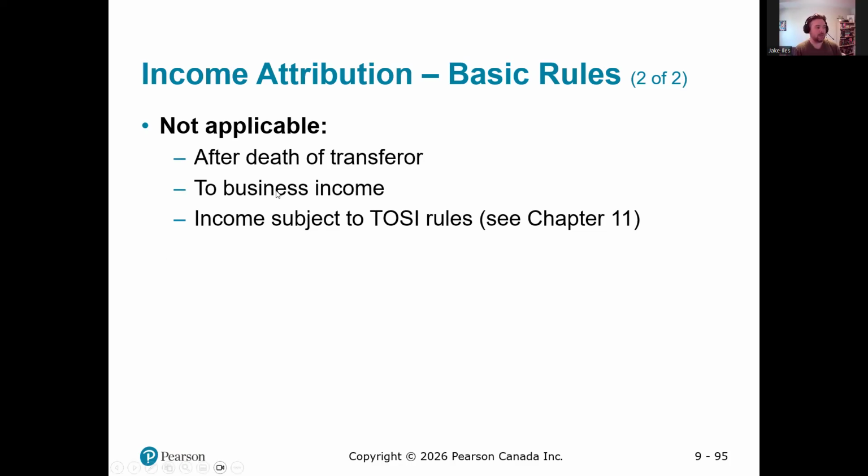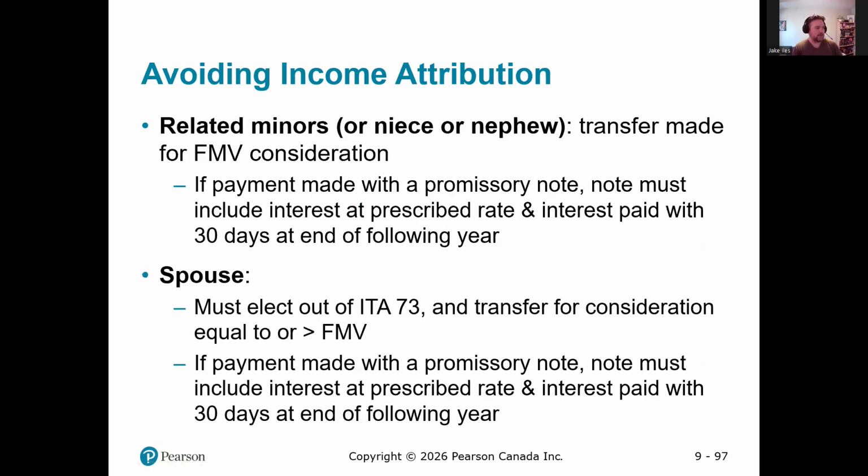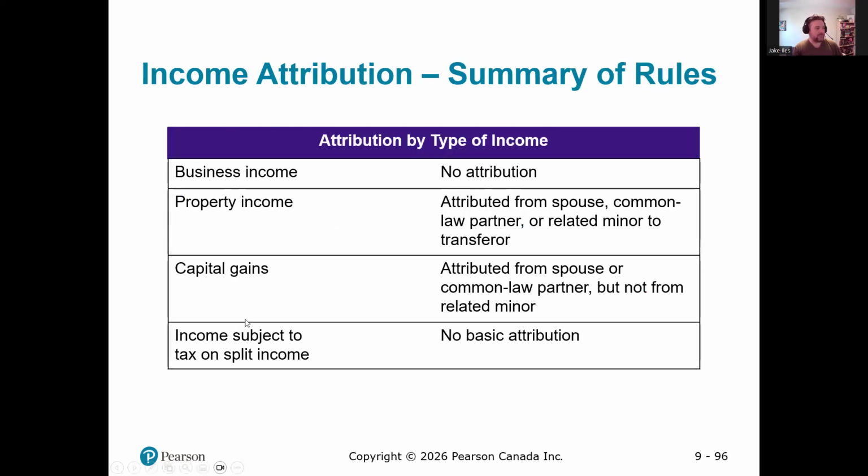So business income does not apply income attribution, and income subject to the TOSI rules overrides income attribution. Instead of putting it back on my income, it's just going to get taxed at the highest rate. So income attribution: tax on split income, no attribution. Business income, no attribution. It's the property income and the capital gains that we're concerned with. So property income from a spouse, common law partner, or related minor. Capital gains from a spouse or common law partner.